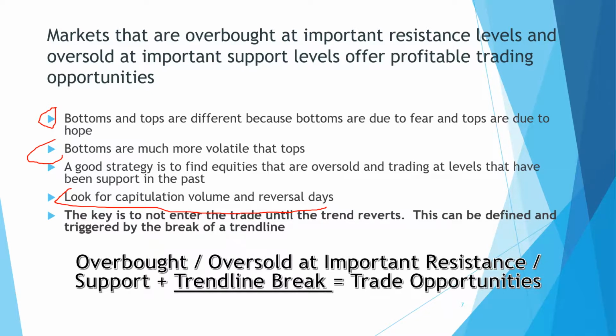So one of the things I like to do is find equities that are oversold and trading at levels that have been supported in the past. And then I can apply my trading rules to them to see if I can get into a trade. So I guess here's the bottom line and the reason for this lesson. It's overbought and oversold at important resistance or support levels coupled with a trend break equals trade opportunities. And we'll take a look at a couple of those.